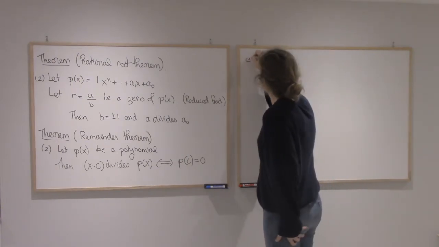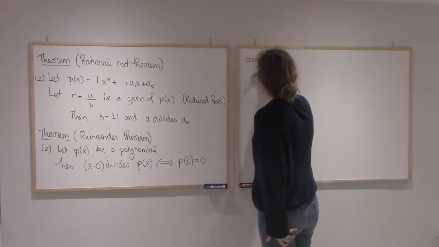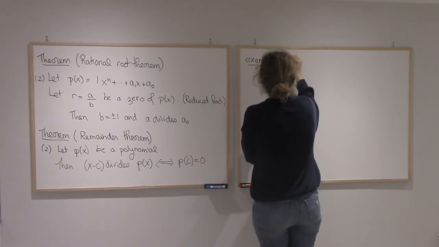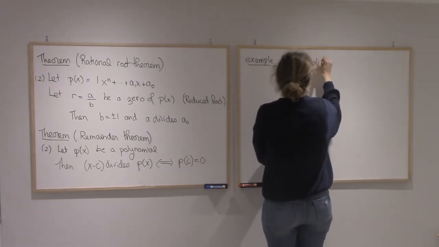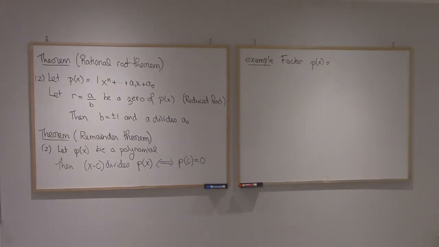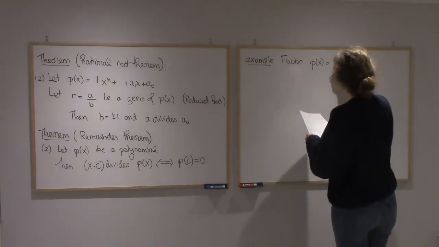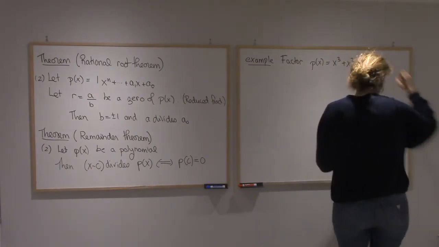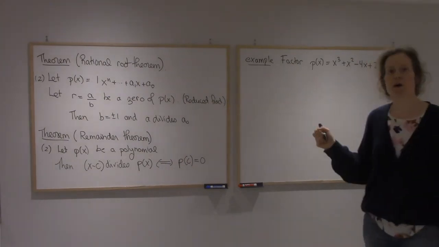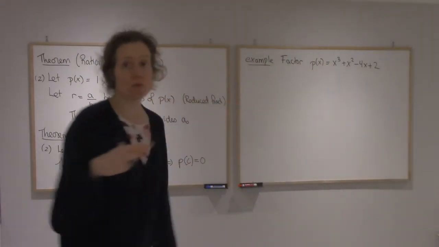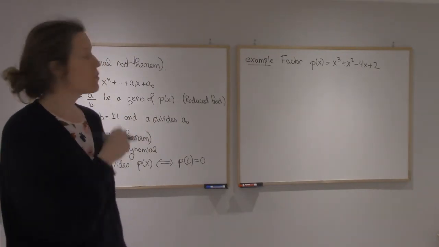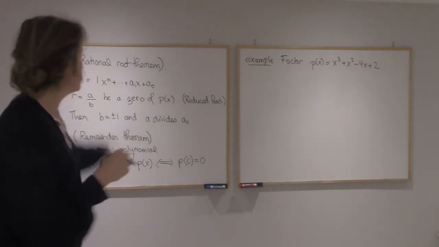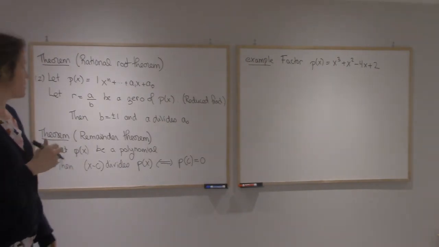factor. So let's say I want to factor p of x, which is x cubed plus x squared minus 4x plus 2. For a polynomial like that one, usually you would expect to have to use factor by grouping, but that doesn't work in this case. And so I'll show you how to use these theorems to figure out how to factor it.